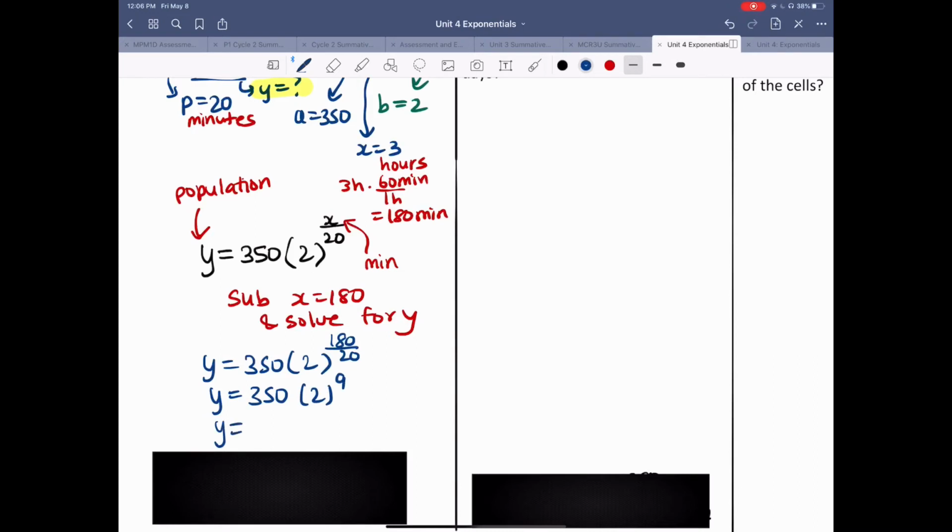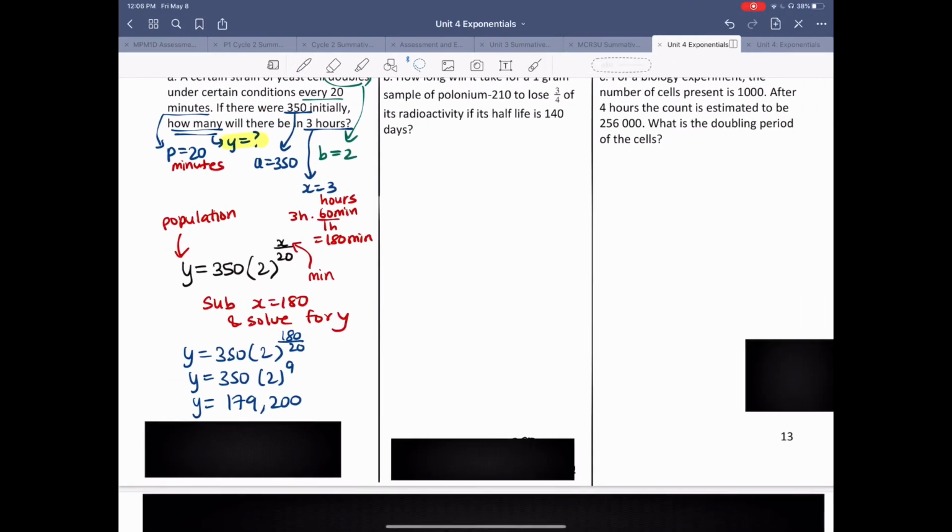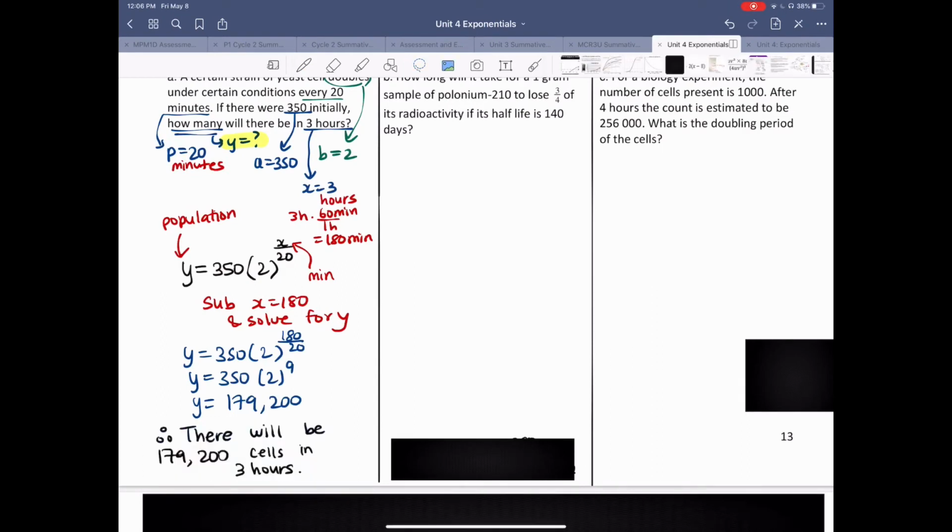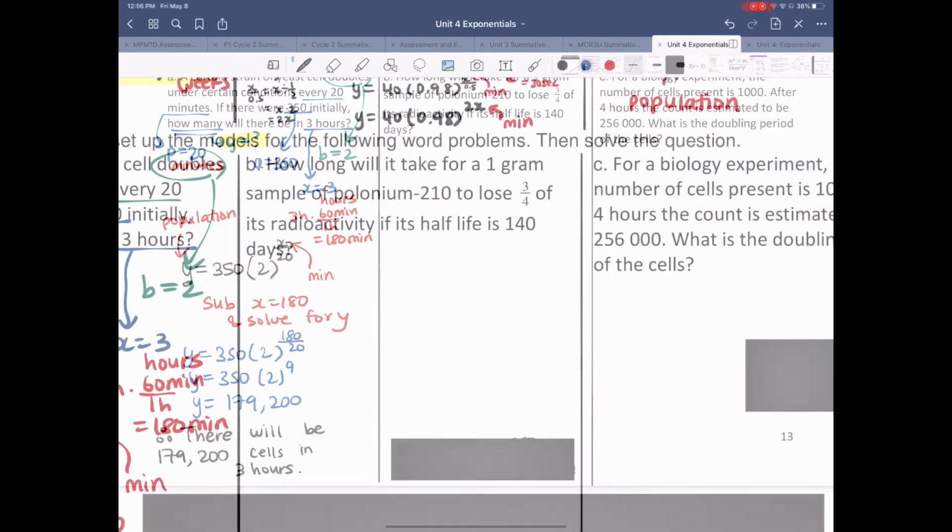y is equal to, so remember on the calculator, I'm going to do 2 to the exponent, this little umbrella button, 2 to the exponent 9, I get 512. I'm going to multiply that by 350, and I get 179,200. And you always have to write a therefore statement for word problems, and so I'm going to get, there will be 179,200 cells in 3 hours.